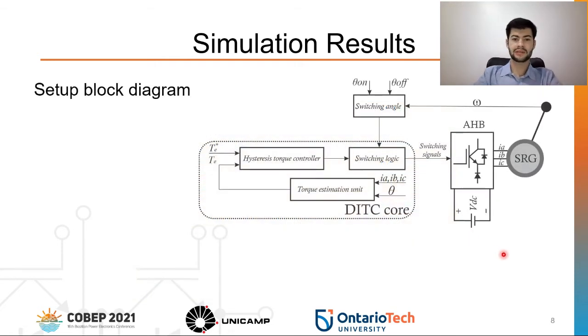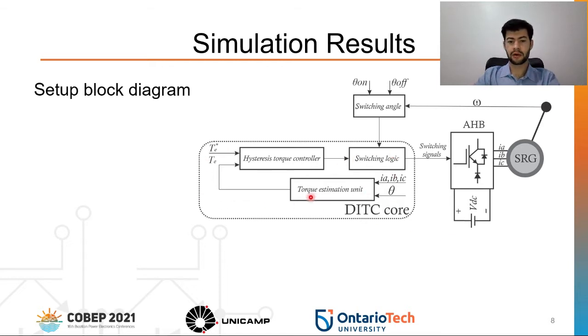The simulation was developed in the MATLAB Simulink environment, and it can be described by the block diagram on the screen right now. So we have an asymmetric half-bridge converter driving the SRG with a DC voltage applied to it. The DC voltage here is represented as a battery, so we can observe the state of charge and determine if the machine is working as a generator or as a motor.